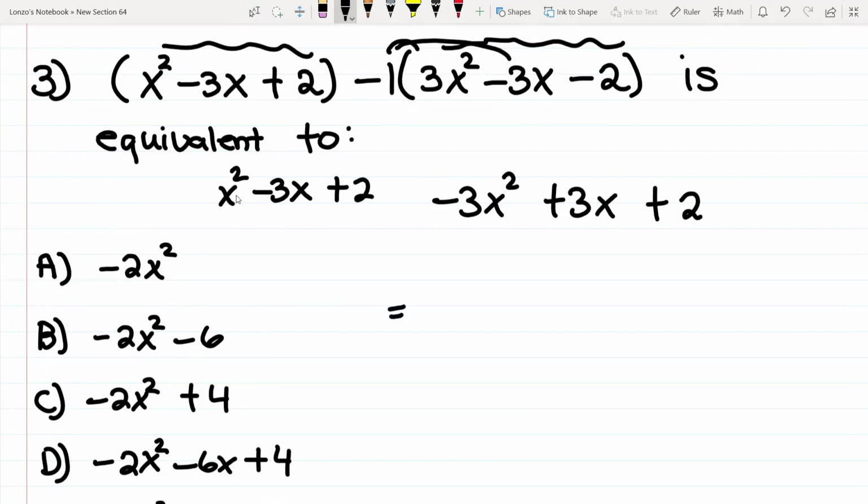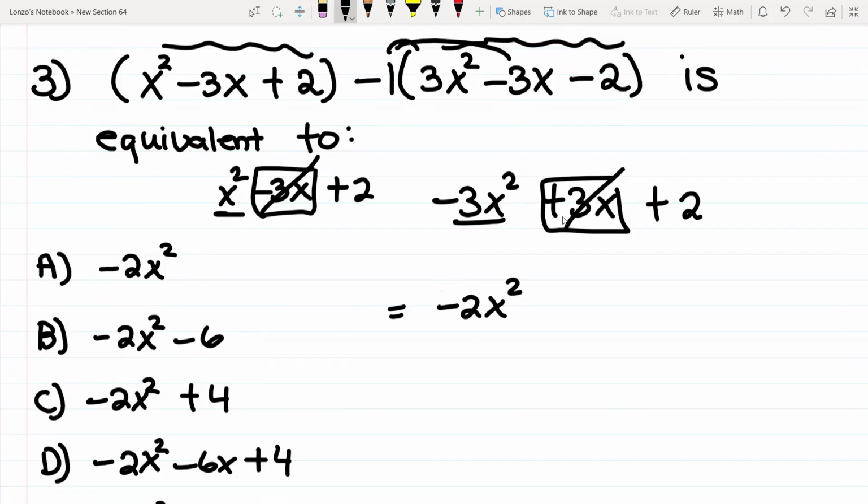And then collect like terms. So let's start with the highest power. So we have 1x squared and then negative 3x squared. That is negative 2x squared. And then what about the x's? You have a 3x and a negative 3x. That zeroes out. And what about our constant? Constant of 2 and 2, so that's going to be 4. Okay, so what does that mean? I believe that's letter C, negative 2x squared plus 4.